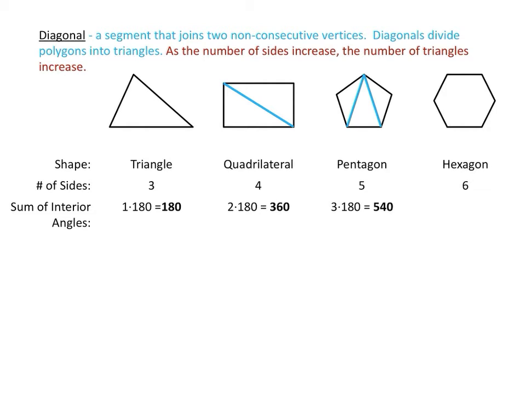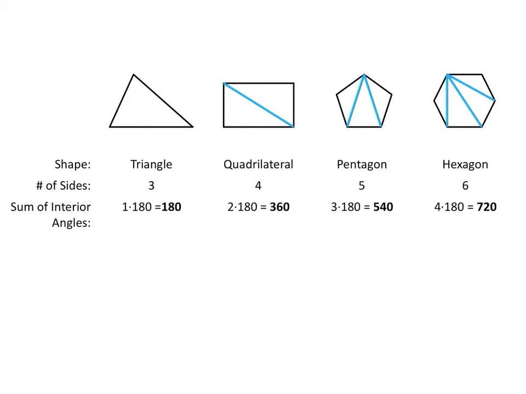Let's take a look at the hexagon. Hexagon has 6 sides, and it can be divided up into 4 triangles. So I can get 3 diagonals. So if there's 4 triangles, the sum would be 4 times 180, which gets us a total of the interior angles of a hexagon to be 720. So as the polygons increase in sides, the sum of the interior angles also increases.